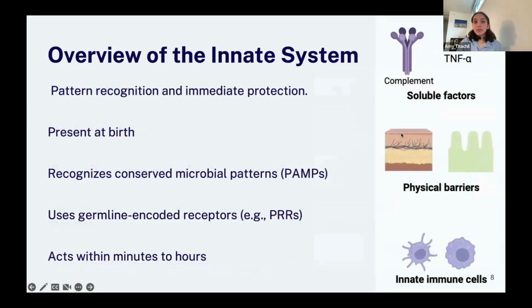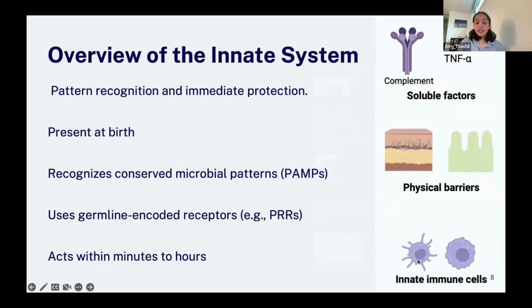The innate system is made up of different components. So we have physical barriers such as our skin and different mucous membranes that are designed to prevent pathogens from entering our bodies in the first place. We also have soluble factors. We have something called the complement system that's present in our circulation that can identify potential threats and pathogens and kind of flag them for the immune system to recognize and respond to.